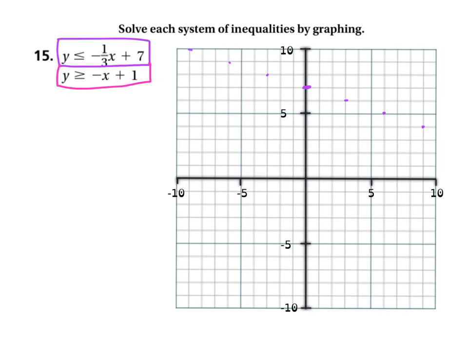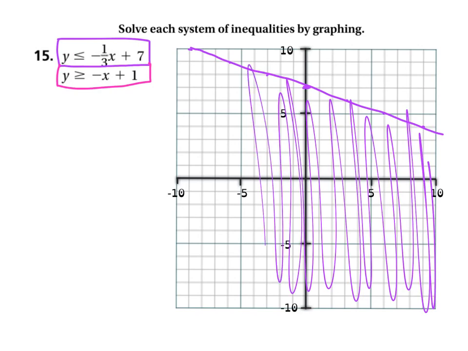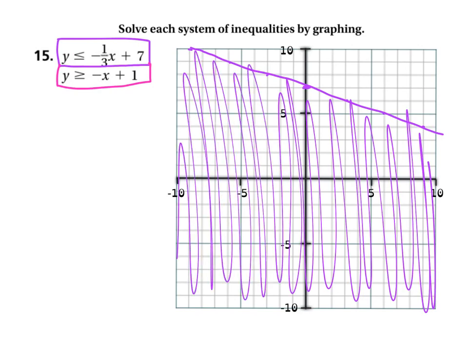Okay, so I want to draw the line. Do I need to put a dotted line or a solid line? Well, does it say or equals? It does say or equals, so we can put a solid line. So that's great. We will connect these points with a solid line. And then the question is, do I shade above it or below it? Well, it says y is less than, so we want to shade below it. This whole region in here. It's a sketch.